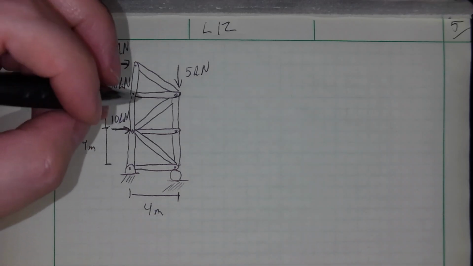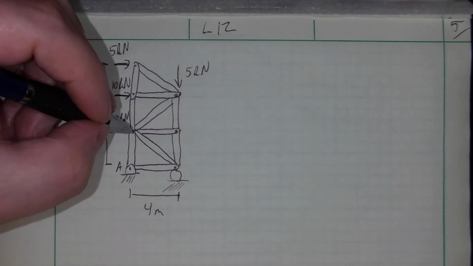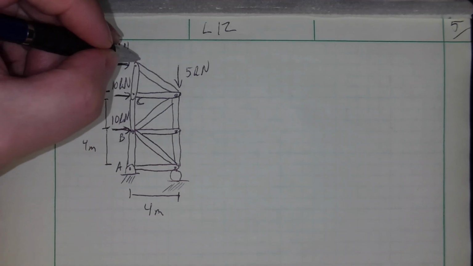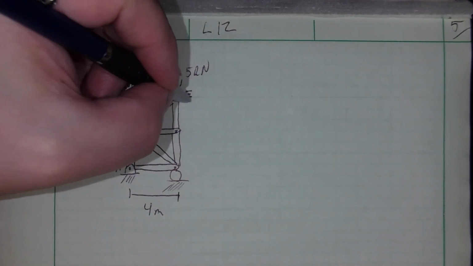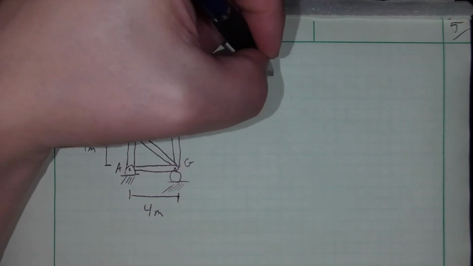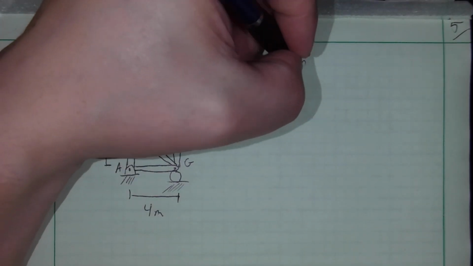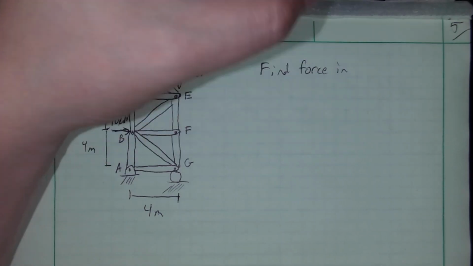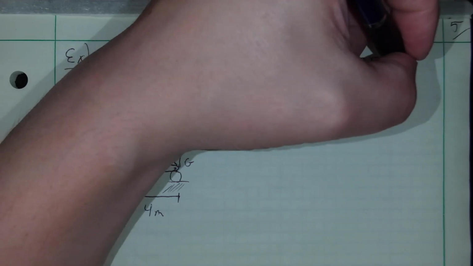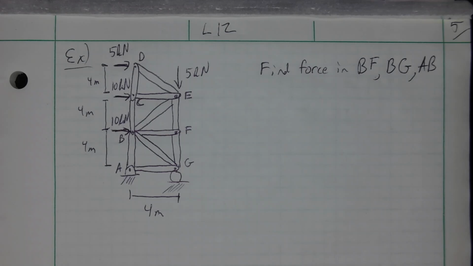If we just go around in a clockwise fashion, starting here at the pin, calling that A, B, C, D, E, F, and G. The problem wants us to find the force in BF, BG, and AB. And of course, state whether they are in tension or compression.